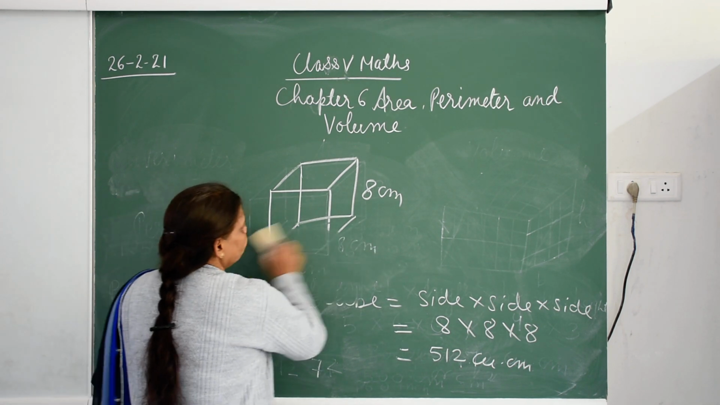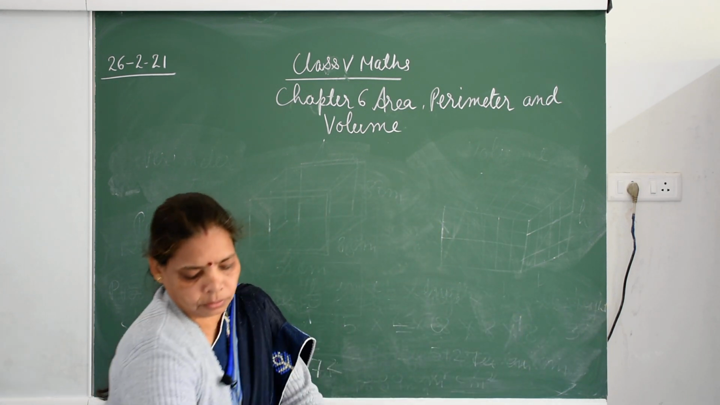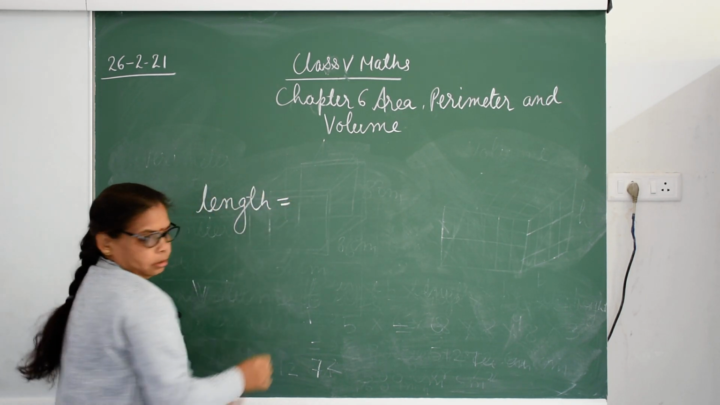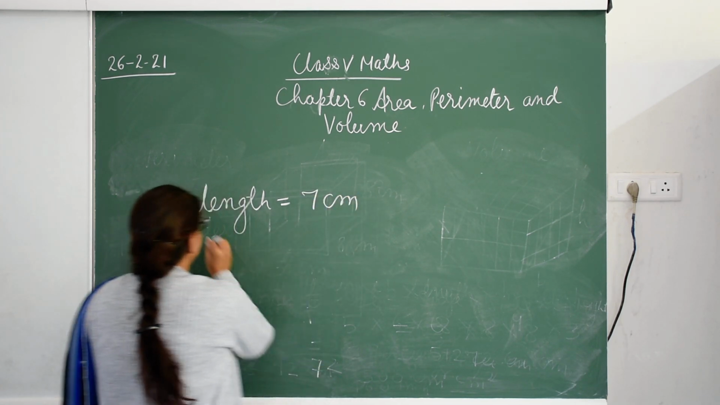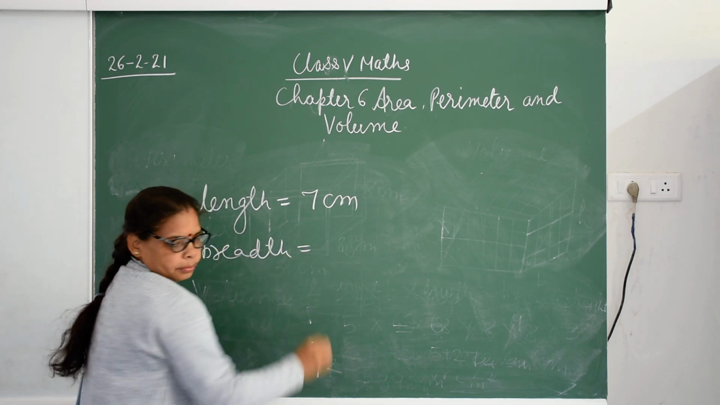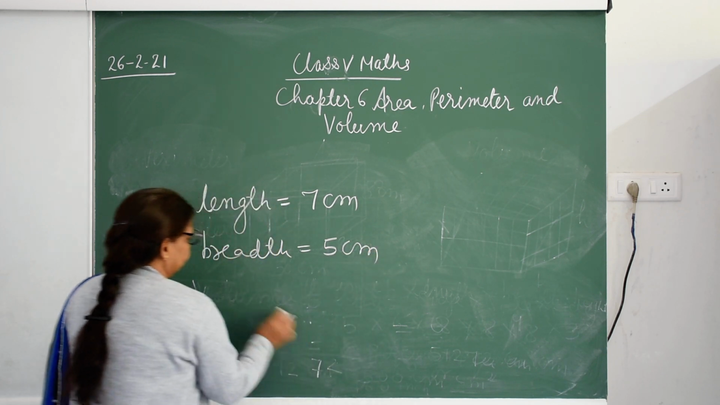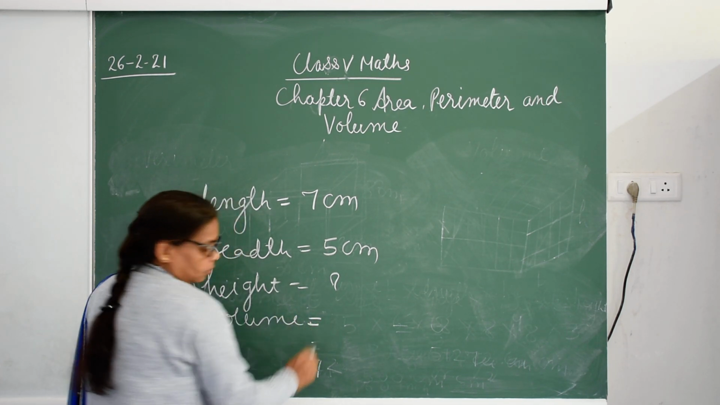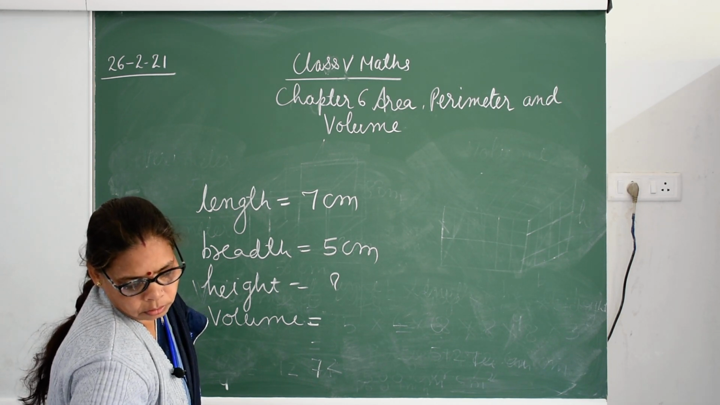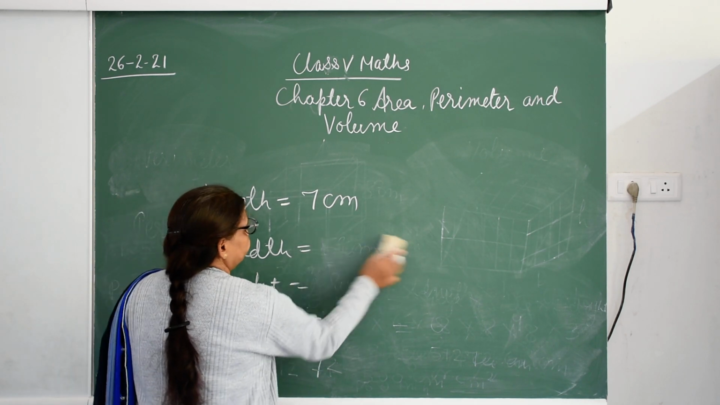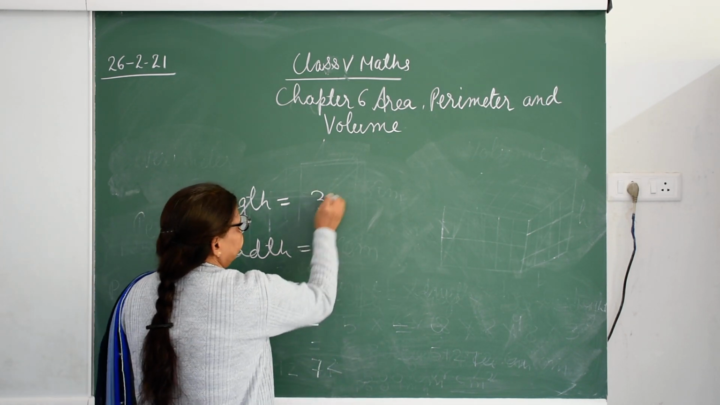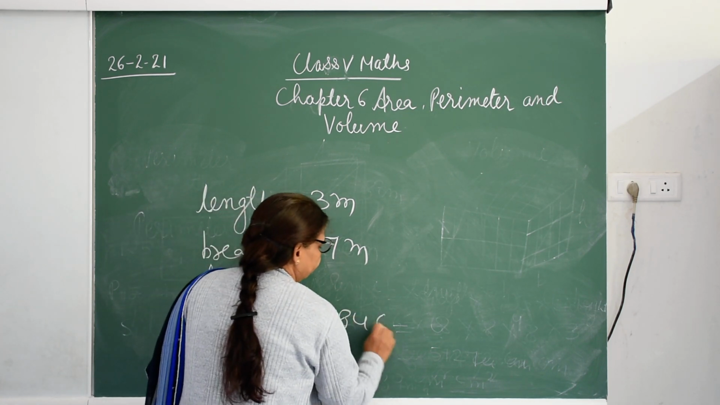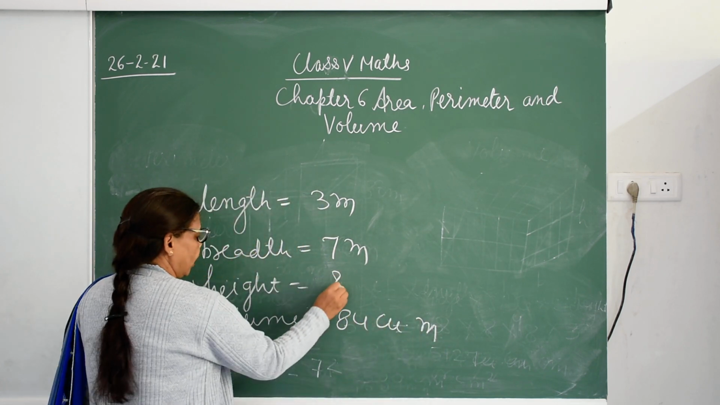Now how do you find the side when volume is given? Length is equal to 3 meter, breadth is equal to 7 meter and volume is 84 cubic meter. And height you have to find.